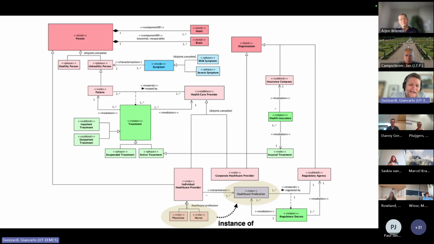I should say that despite the graphical language, we also have a textual syntax for OntoUML.